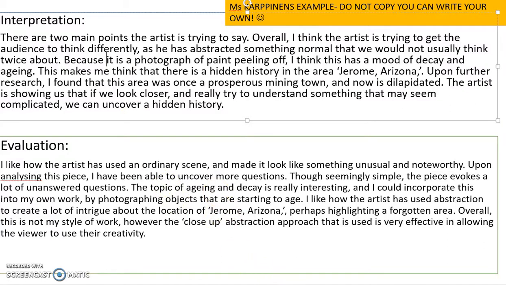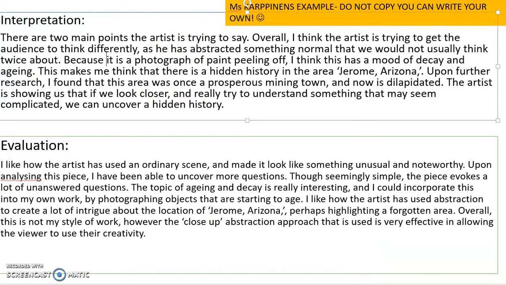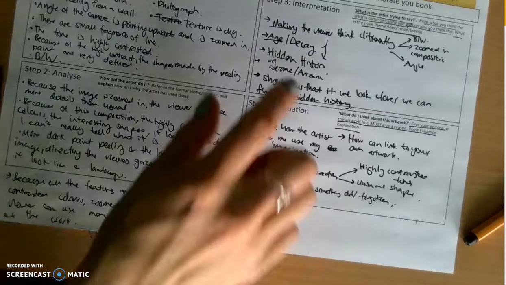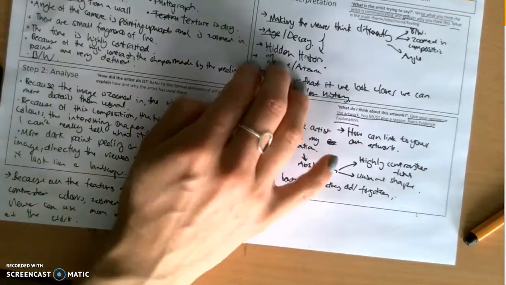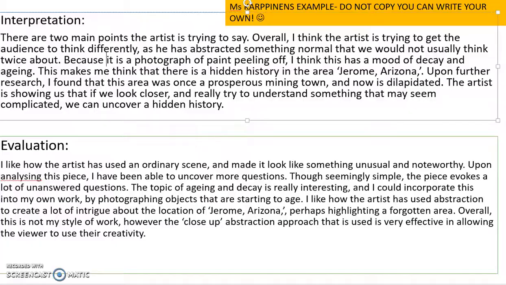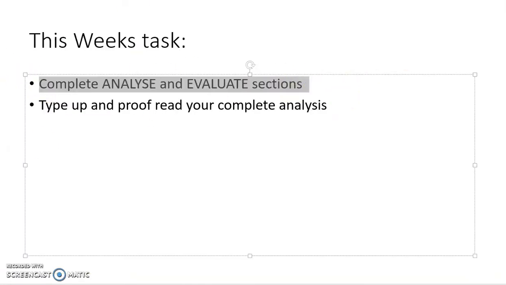Now, what you should notice is that there's a lot more detail in this paragraph than there is in my bullet points. So use this to plan out your ideas and get all those ideas out of your head, and then type up your paragraph. So type up both your interpretation and your evaluation. Now, this week, that's the task I've already explained for you.